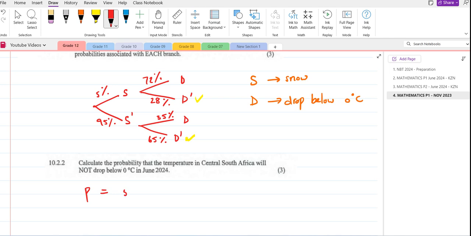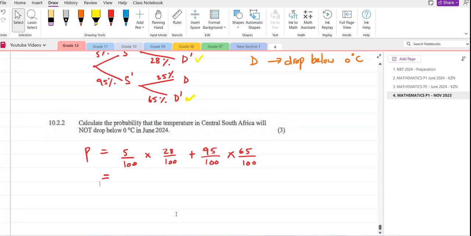So 5 over 100 times D 28 over 100, or 95 over 100 times 65 over 100. So you follow the path of this tree because that's what we want. We want the final. So 5% times 28%, 95% times 65%, and we should get an answer. Calculate the probability. Just write P equals, right?